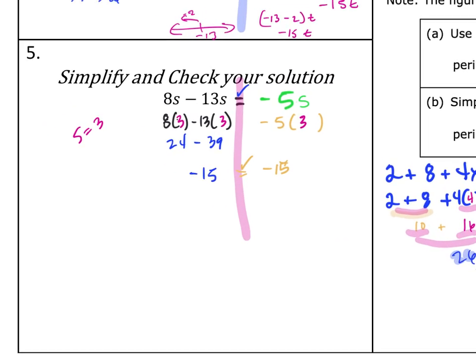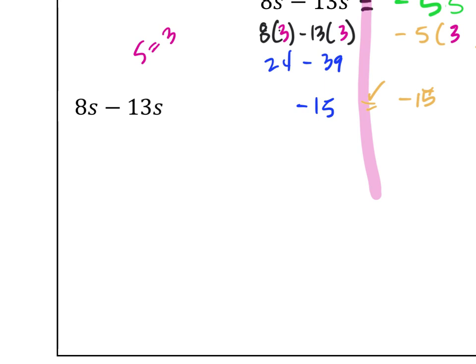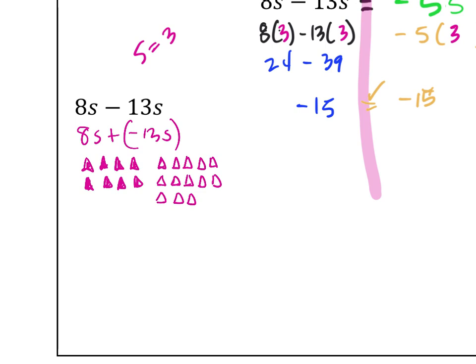Number 5, you would have 8s plus negative 13s. Okay, because we would have rewritten it. So as we rewrite this, we look at that and say we're going to have 8 s's plus 13 negative s's, right? Which means if we draw that out, if I have 8 positive s's and 13 negative s's, I'm looking to see how many 0 pairs I have. There's 4 0 pairs there, there's 4 0 pairs there. What I've got left over is these 5 negative s's. So that's going to be negative 5s.